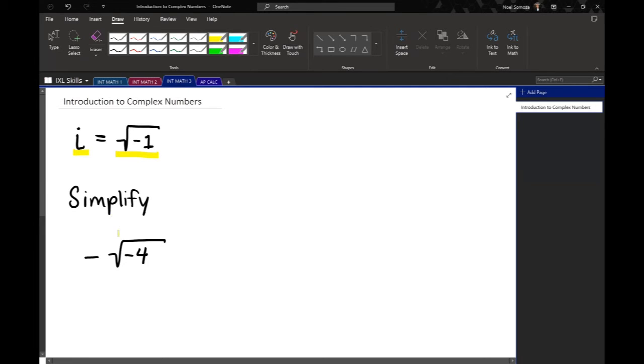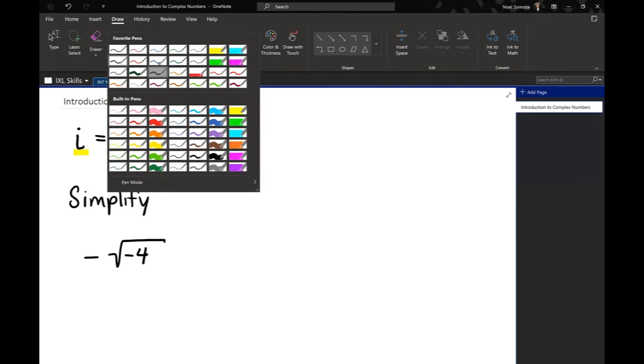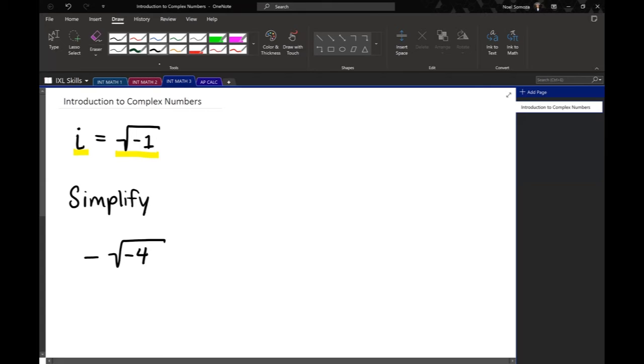Okay, so many times what we see when we have to simplify complex numbers is that we have to turn them from real numbers into complex numbers by switching them to the form where i is visible. Okay, so let me show you how that's done. We're being asked to simplify the negative times the square root of -4. We're going to focus on the interior of the square root right now, which is -4.